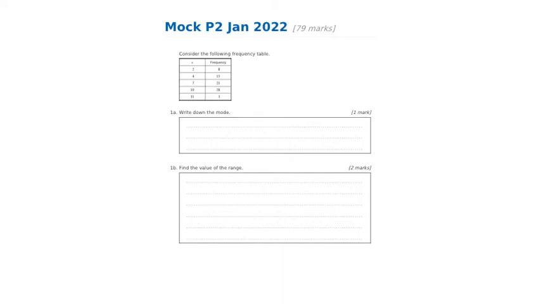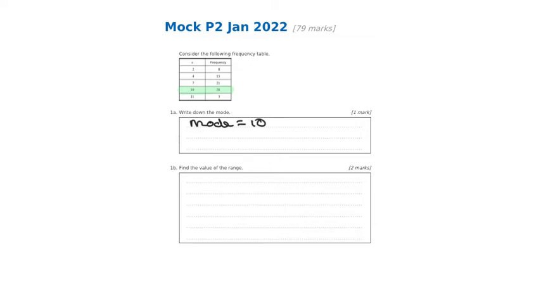Question 1. Consider the following frequency. 1a. Write down the mode. The mode occurs for the value with the highest frequency, which in this case is 10. So the mode is equal to 10.